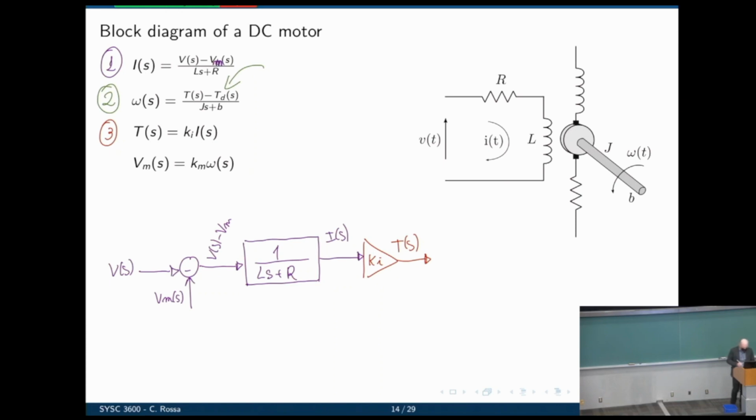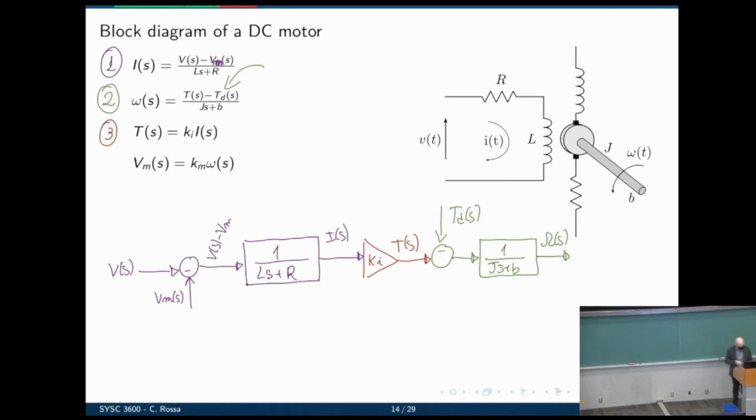Now, if you take T of S and subtract TD of S from it, we get the top of the equation. And if you multiply that by 1 over JS plus B, what do we get in the output? Omega of S. It's equation number 3. Same as number 1. Now for the mechanical part. And what do we do now?